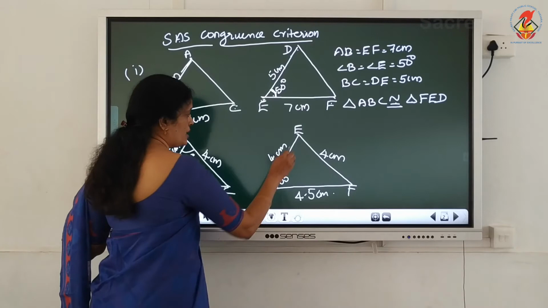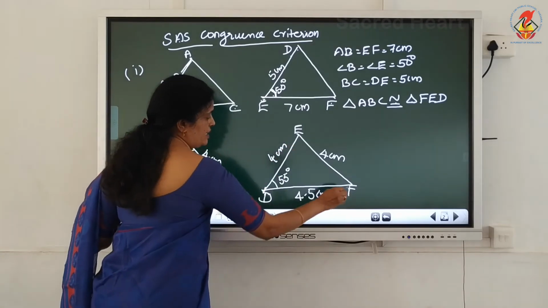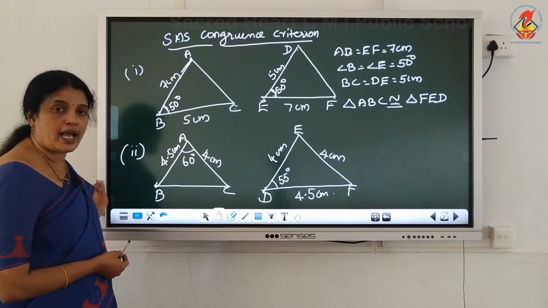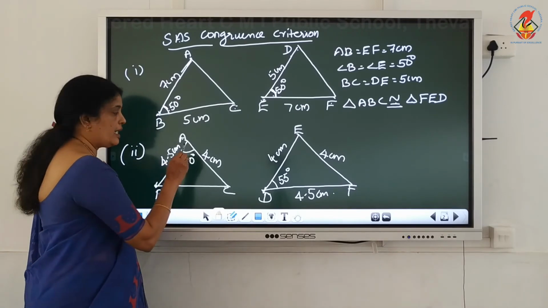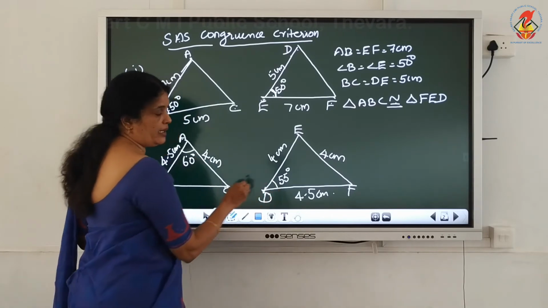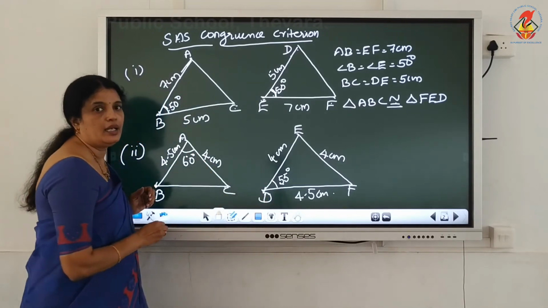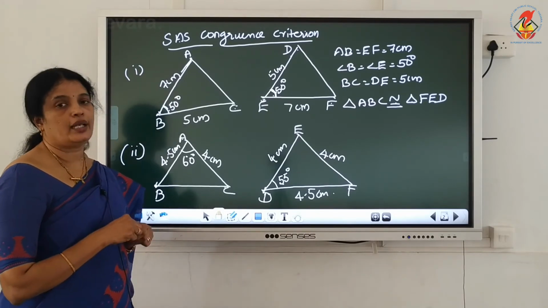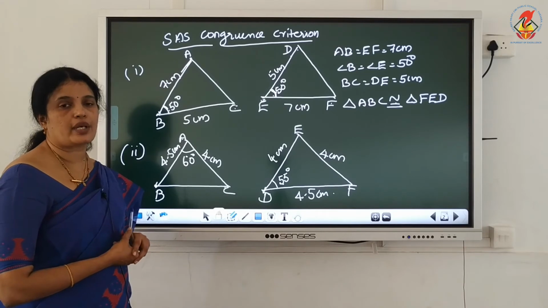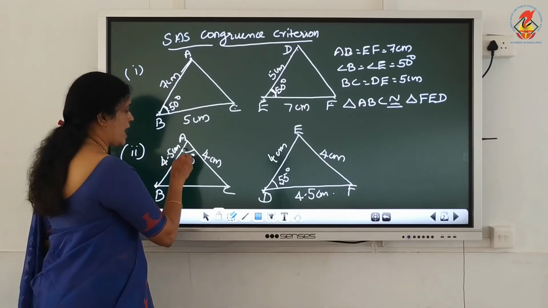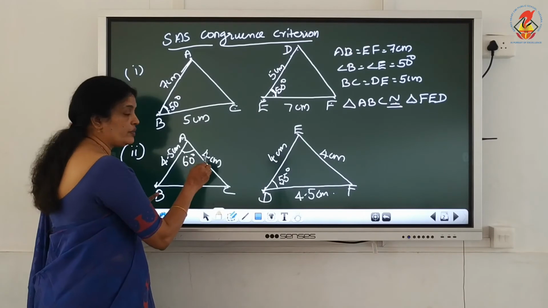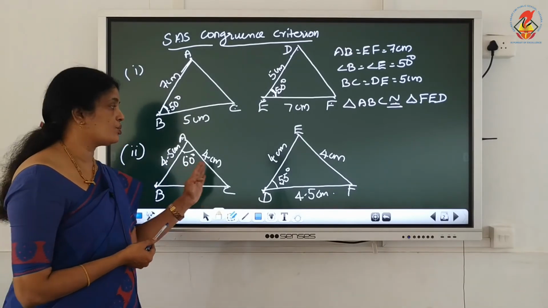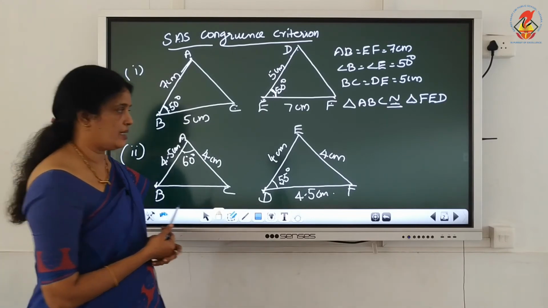Here also the same thing, DE and DF are two sides. Angle D is the included angle. But in this case included angles are not equal. This is 60 degree, this is 55 degree. It is not congruent. If the included angles are also equal, then you can say these two triangles are congruent. But in this case angle A and angle D are included angles of these two sides, but this measurement is not same. Then you can say that these two triangles are not congruent.